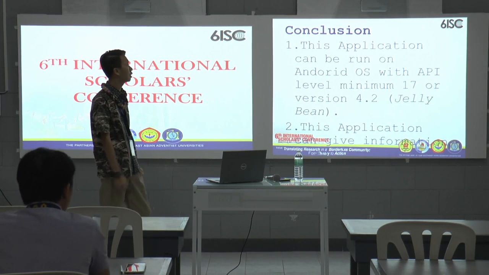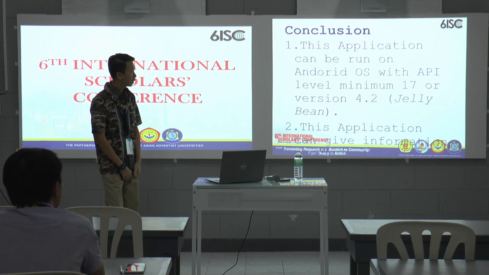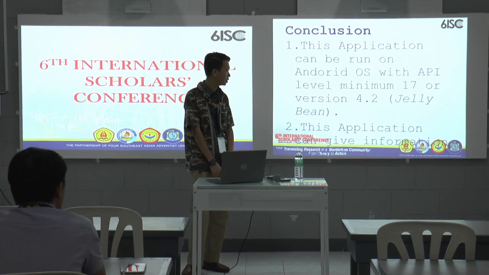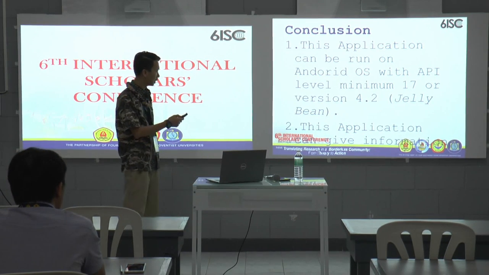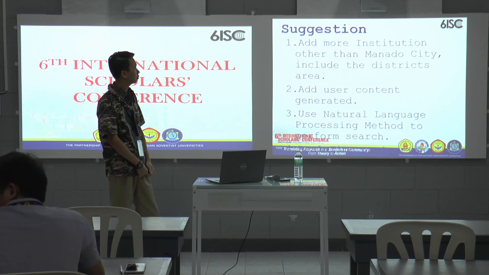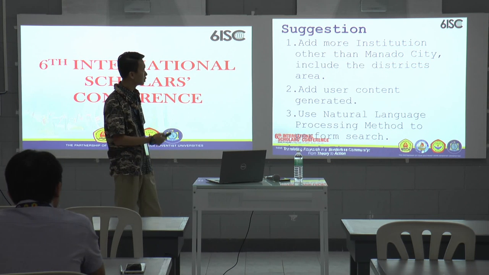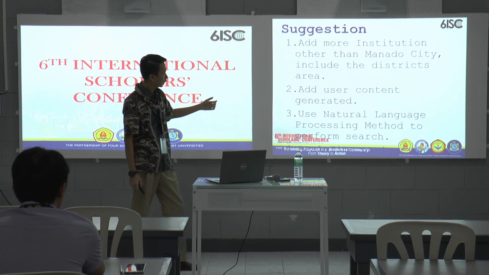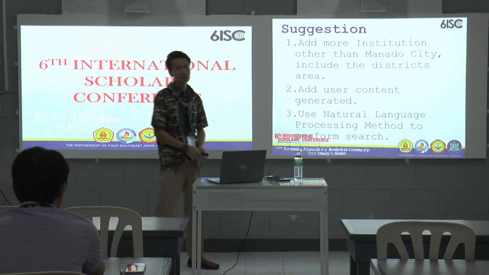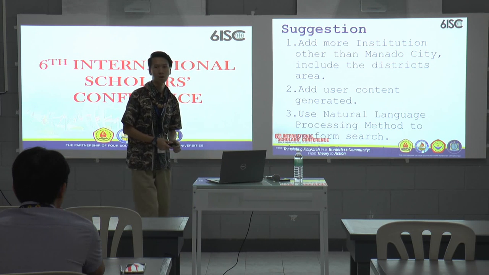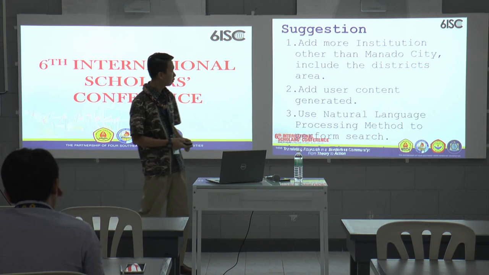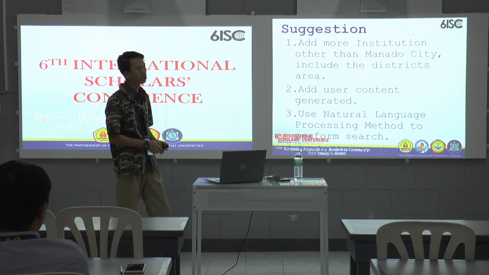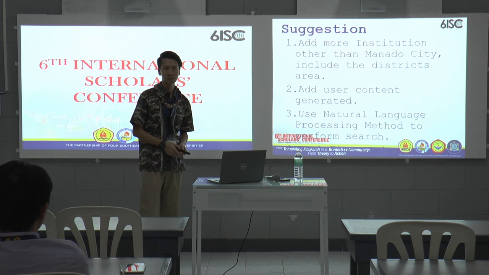Conclusion. This application can be run under an operating system with API 11, minimum 17, or version 4.2. Jelly Bean can still run this application. Our suggestion is to add institutions other than Manado City, including the district area. And then maybe we can use end user content generation, maybe something like comments or testimonials. And our third suggestion is to use a natural language processing method to perform search like maybe the Google search engine does.